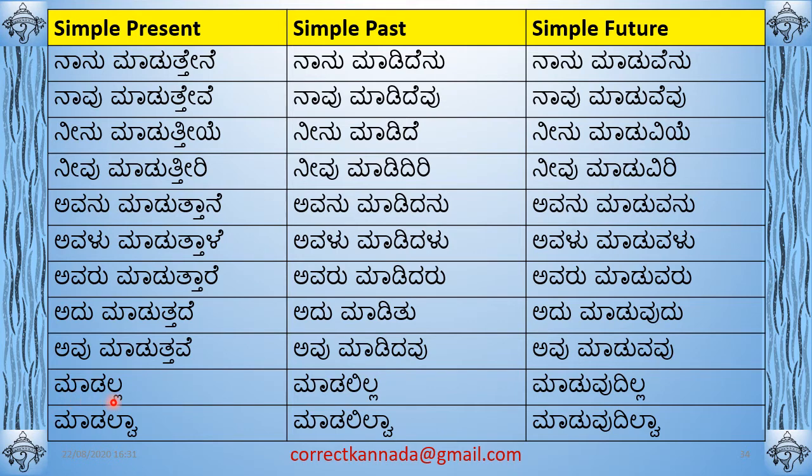ಮಾಡಲ್ಲ, the negation. ಮಾಡಲ್ಲ, ಮಾಡಲಿಲ್ಲ, ಮಾಡುವುದಿಲ್ಲ. So this is actually very useful, right? This is the negation, right? ನಾನು ಮಾಡಲ್ಲ means I'm not going to do or I'm not doing, like that. ನಾನು ಮಾಡಲಿಲ್ಲ means I did not do.